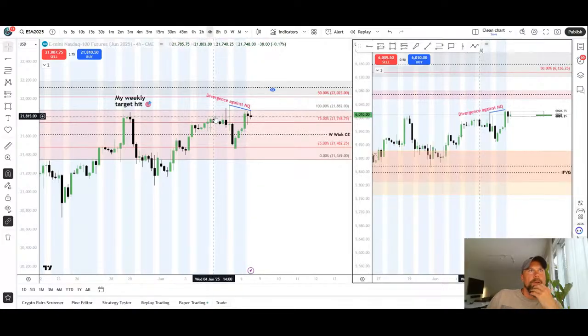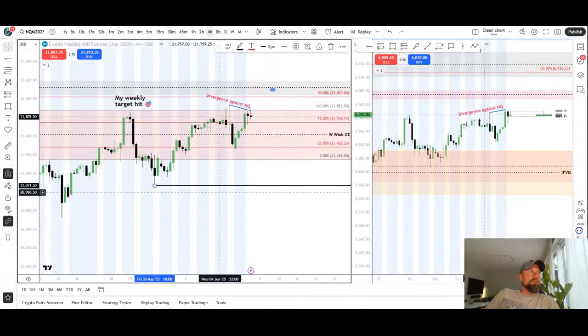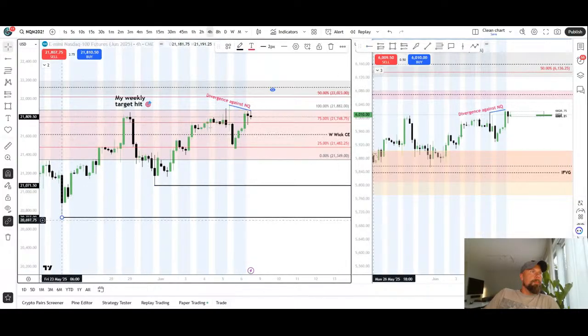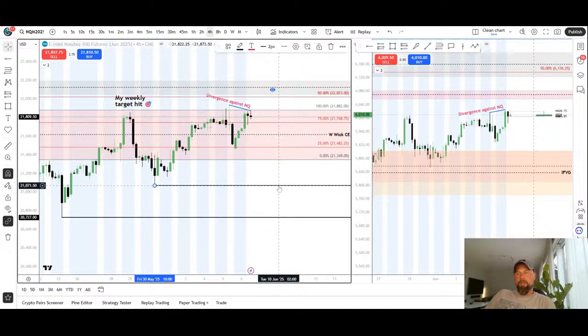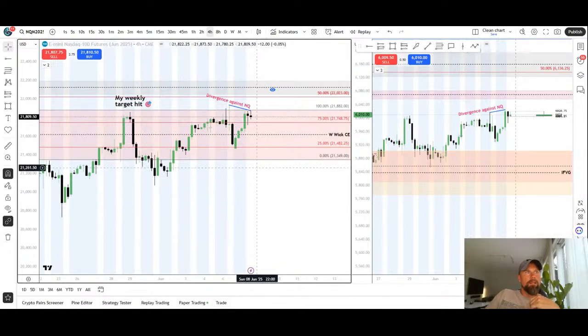I use the statement if-then, and I think if we break under this consolidation, this fair value gap, then I will be looking for these lows. But for now, that's not in my playbook. So until we see a daily close under this, I am bullish to neutral.